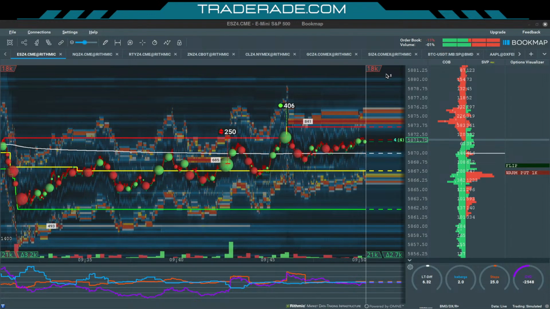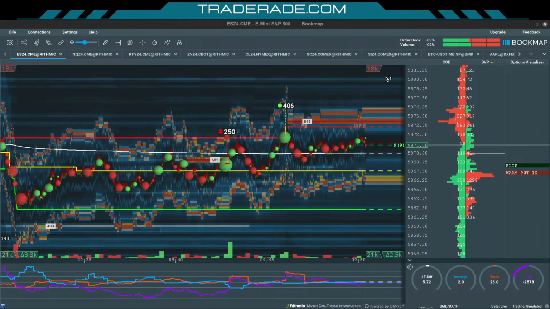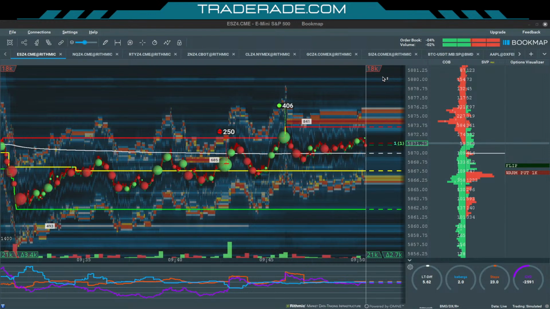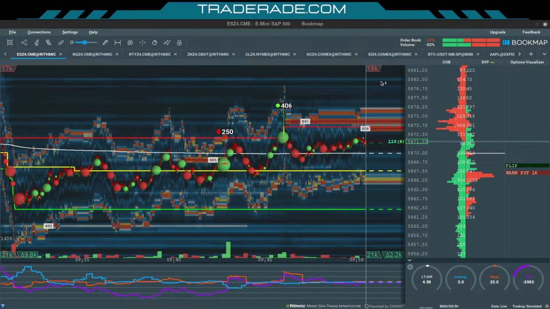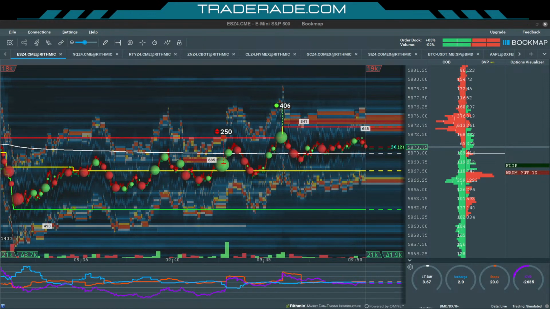Order book remains light, 39,000 order book depth on ES. So it is a day to be cautious with size, as a lighter order book implies using wider stops to account for that potential increase in volatility from low liquidity.